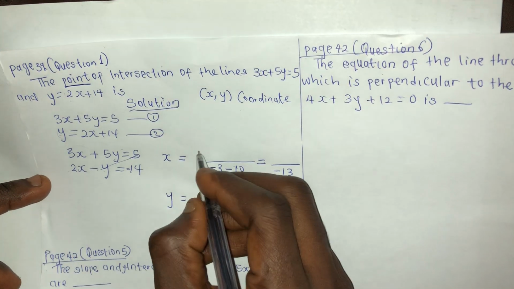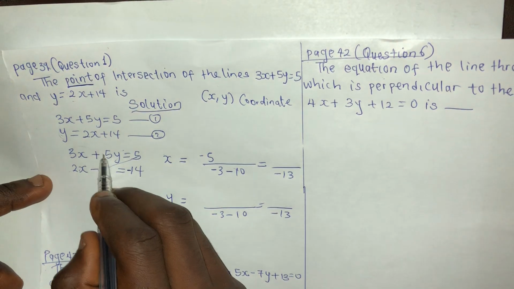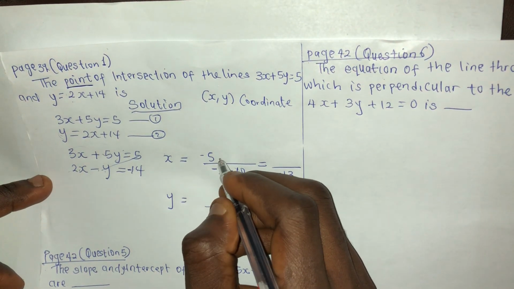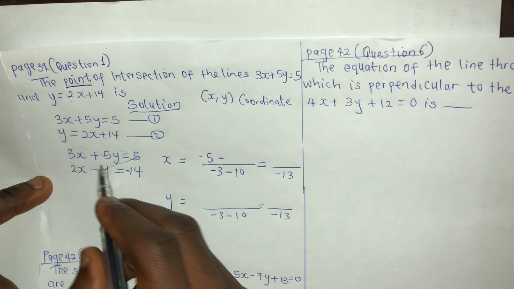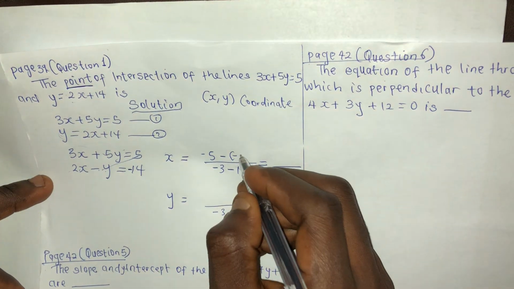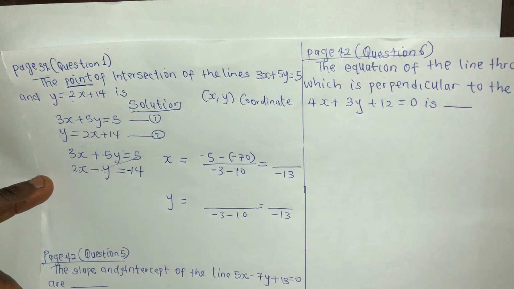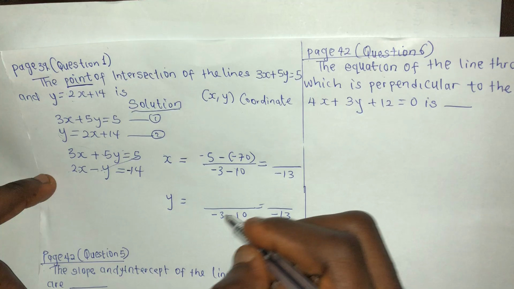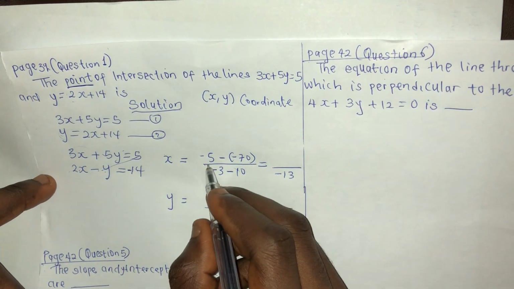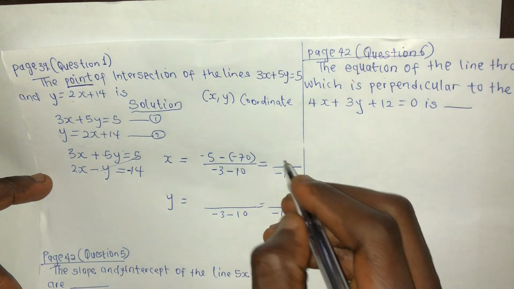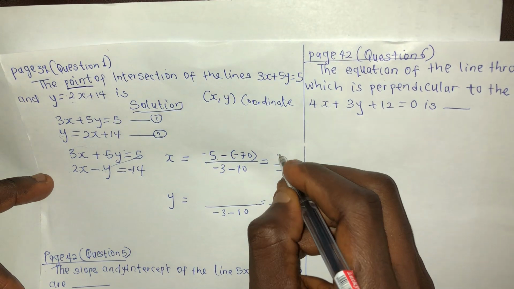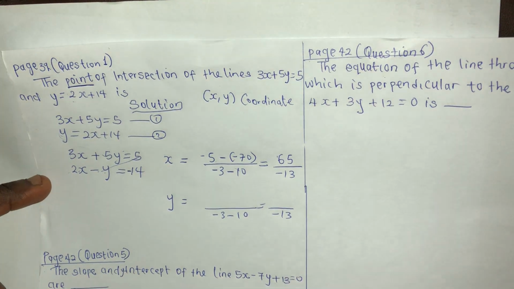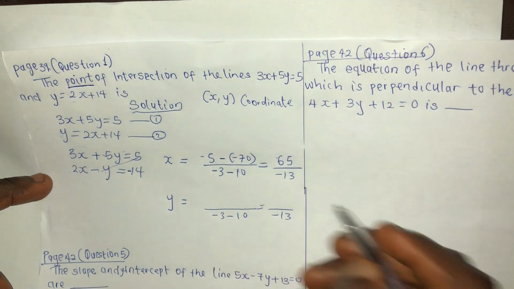5 times minus 1 is minus 5. Then 5 times minus 14. Remember, first write your minus, then 5 times minus 14 is minus 70. So this is going to be minus 5 plus 70, that will be plus 65. Right? So let's do this one.